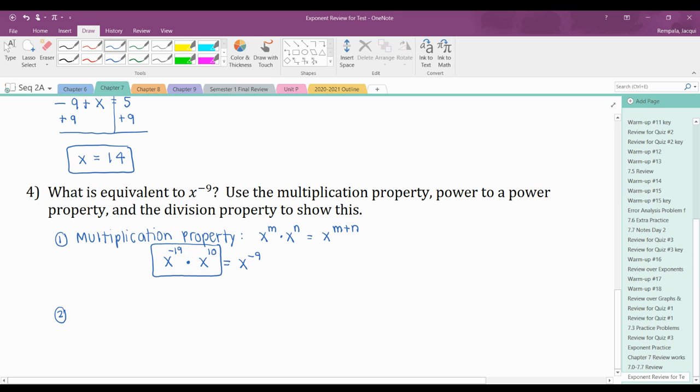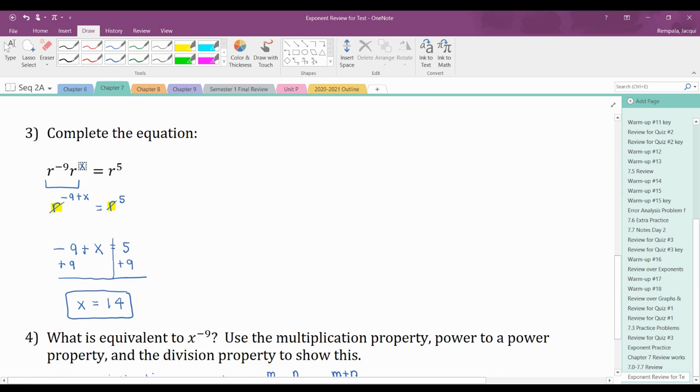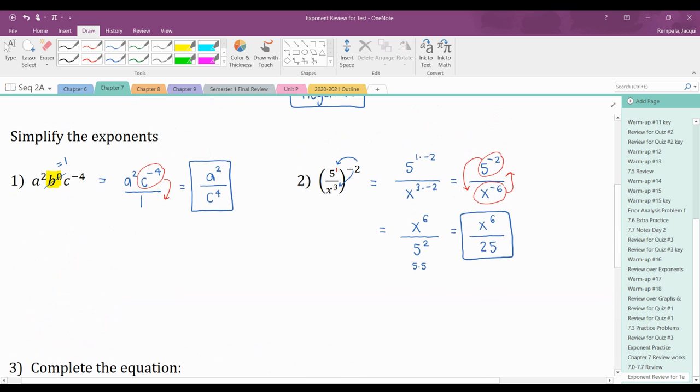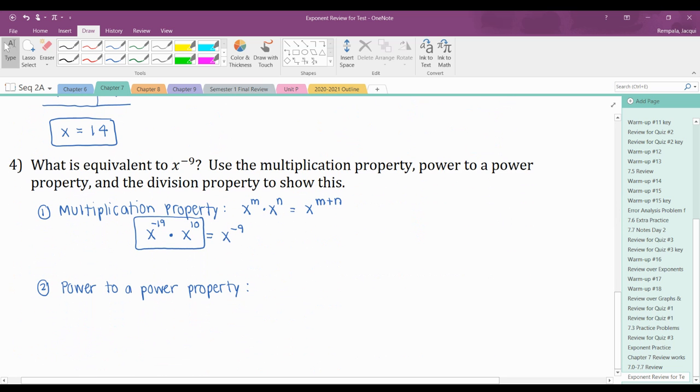Okay, let's take a look at if I wanted to do a power to a power. Remember, a power to a power, well, we actually looked at that back in problem number 2. We have an exponent inside the parentheses, so like x to the power of m, and it was raised to another exponent on the outside, like n. Remember, that means I keep the base, and I am going to multiply the exponents together.